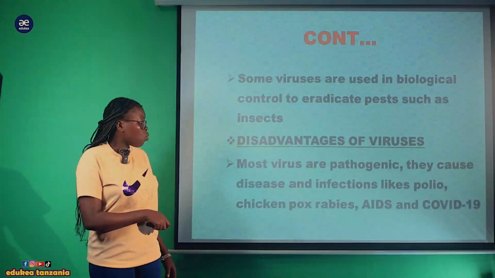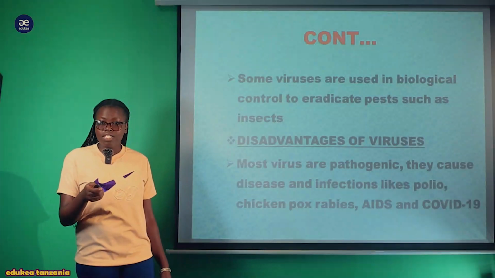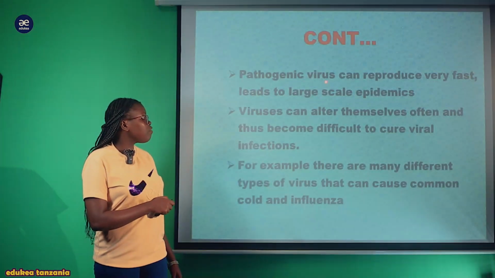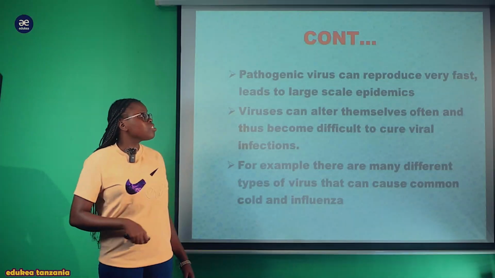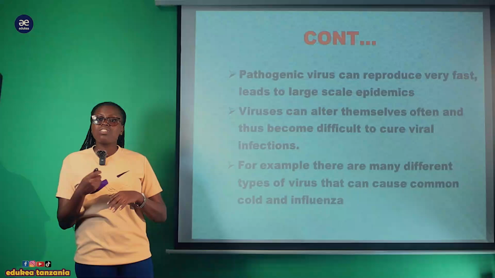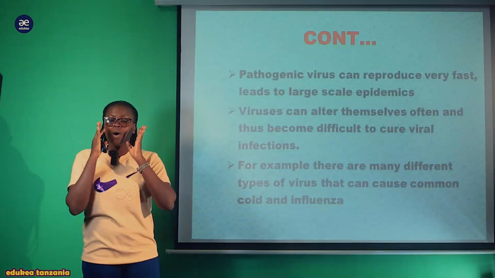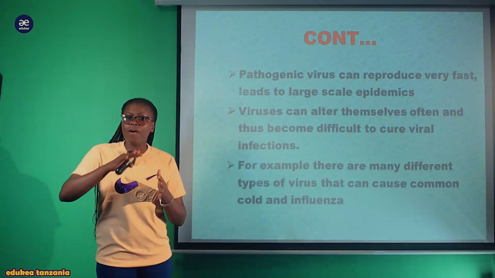Also, pathogenic virus can reproduce very fast, leads to large scale epidemic. So hapa pathogenic virus wana tabia kuweza kuzaliana kwa haraka. Na hivyo kwa mfano kama COVID, wanazaliana kwa haraka sana, hivyo kuweza kupelekea epidemic disease ambayo inaweza kuwa widespread worldwide within a short period of time. Also, virus can alter themselves often and thus become difficult to cure viral infection.